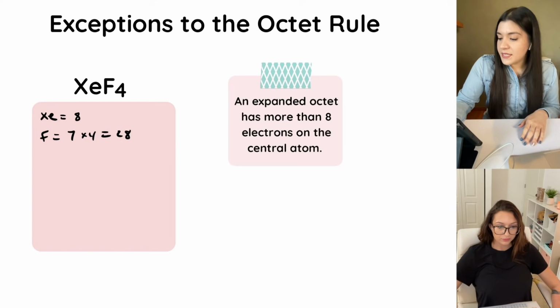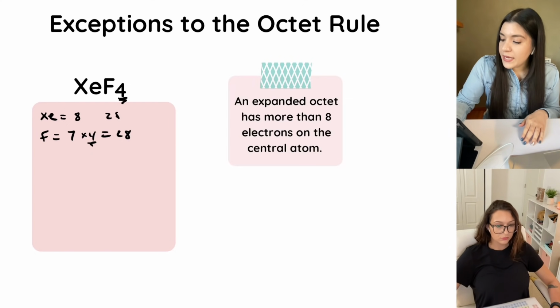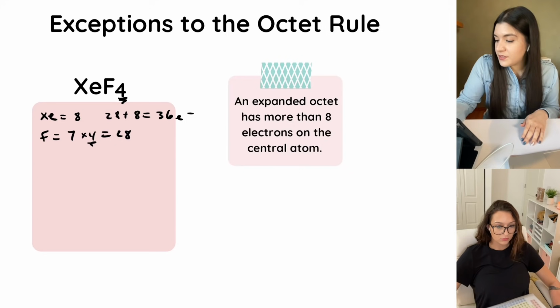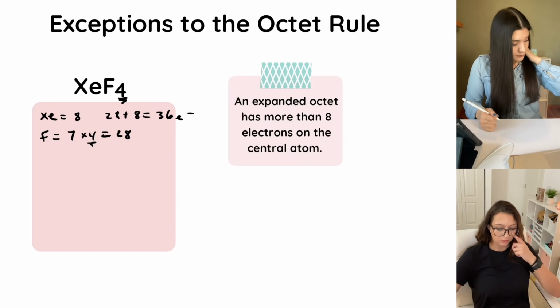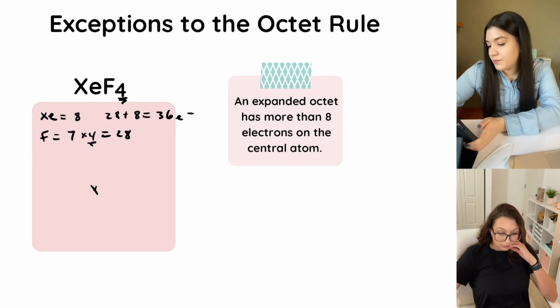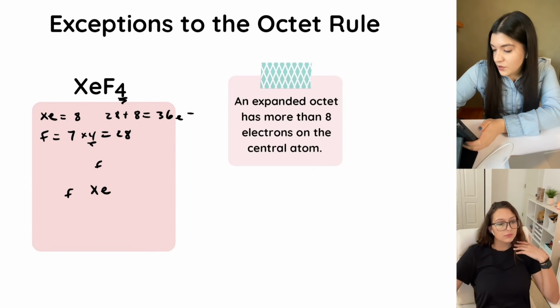Good, and then we'd add these together. I just found the 28 from the 4 fluorines. So 28 plus 8, that would give us 36 electrons. Okay, what's our central atom? Xenon. Good. We know this is going to be surrounded by 4 fluorines, so I could draw it like this for now.